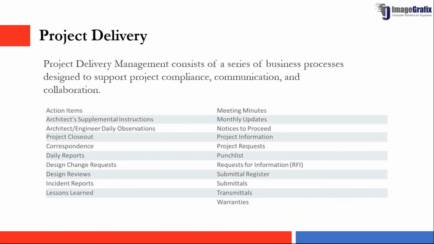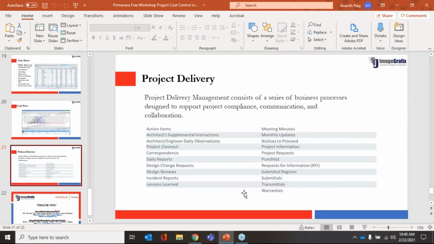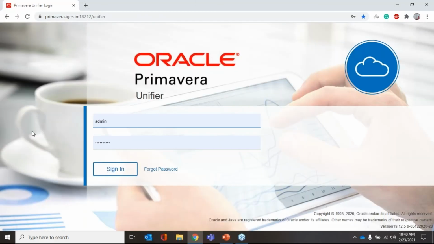Lastly, the project delivery. Apart from cost control, we have two major features in Unifier. One is project cost control. The second one is project delivery, where in project delivery you can automate your business processes such as submittals, transmittals, action items, RFIs, incident risk reports, and daily reports. All these things, lessons learned, project closeout information, everything can be configured or automated in Unifier, right? So now let us move to the live application and see how this Unifier works.